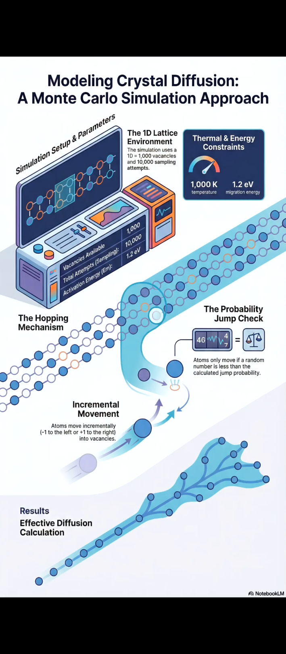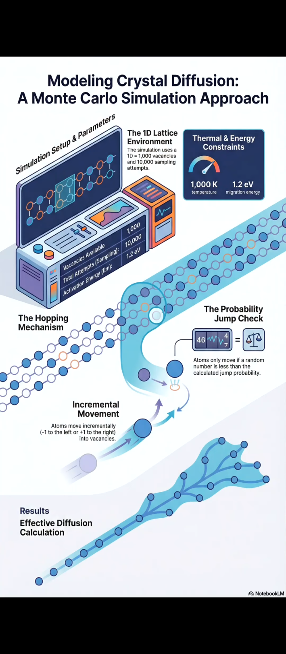So the slope of that line on the graph. That slope is the gold. That is what gives us the effective diffusion coefficient, the D effective. Let's give them the grand calculation. The formula the source uses is D effective equals the mean square displacement divided by 2 times t, with t being the number of time steps.